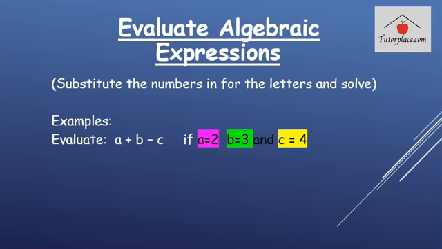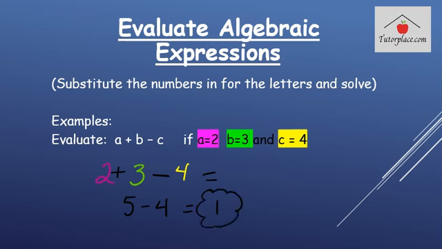So if A is 2, instead of the A, I'm just going to put a 2. Plus, and if the B is really a 3, we're going to have a 3. Plus, no, I'm sorry, that's a minus next. Minus, and then our C is a 4. Okay, so now all we simply do is we do our order of operations. So 2 plus 3 is 5, minus our 4, so our final answer is 1.